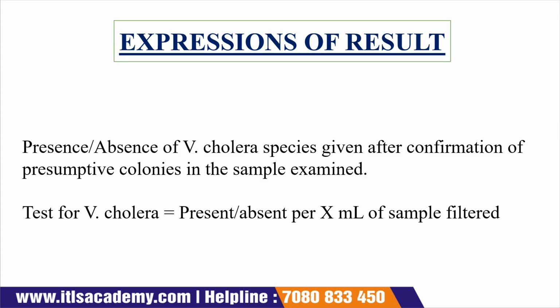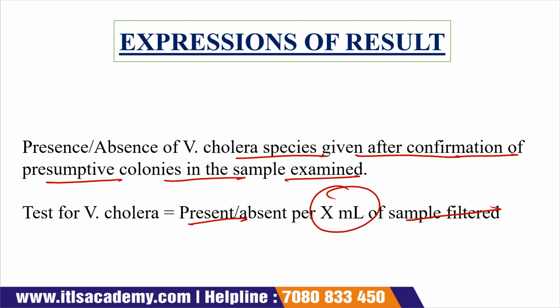Expression of result: presence or absence of the Vibrio cholerae is given after the confirmation of the presumptive colony in the sample examined. So it is equal to presence or absence per x ml of the sample filtered. So this is how we express the result, and this is how we detect the Vibrio cholerae. This is all about today's lecture.